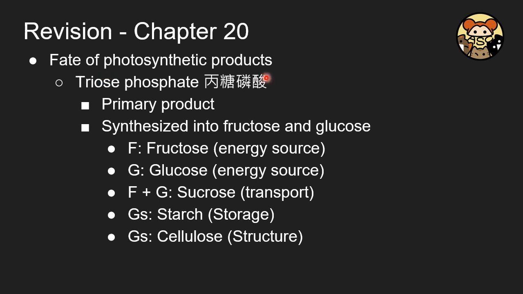And let's talk about the fate of the products. So triose phosphate is the primary product, and then triose phosphate will be used to synthesize fructose and also glucose. Fructose and glucose combined together will form sucrose. That is a common form of carbohydrate used to transport in plants. And then a lot of glucose combined together will form starch and also cellulose. Starch is commonly used as a storage product, while cellulose is used as a structural material to form the cell wall.